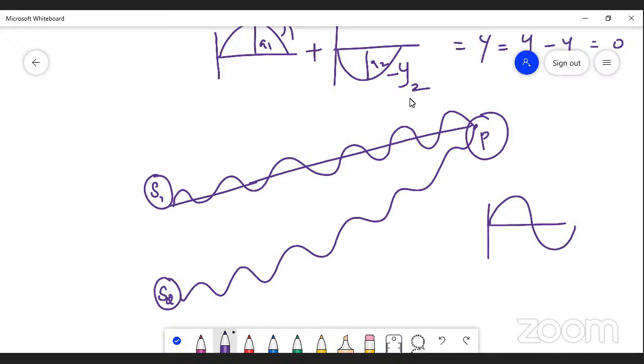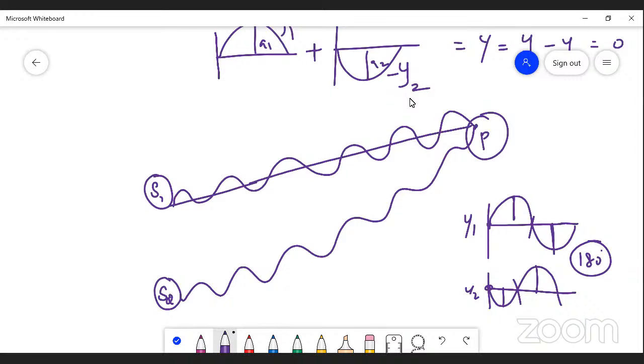Consider one wave flows in this direction. I mean, 0 to maximum, maximum to 0, 0 to negative maximum, this is 0. If another wave flows in this form, I mean, this is 0 means this is also 0. First one, y1, this is y2. This is positive peak, this is negative peak. This is 0, this is 0. Negative peak, this is positive peak, further 0. What is the phase difference? The phase difference is 180. This is called the phase difference between two waves.